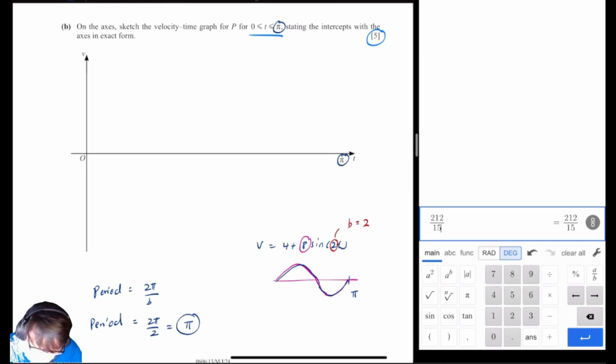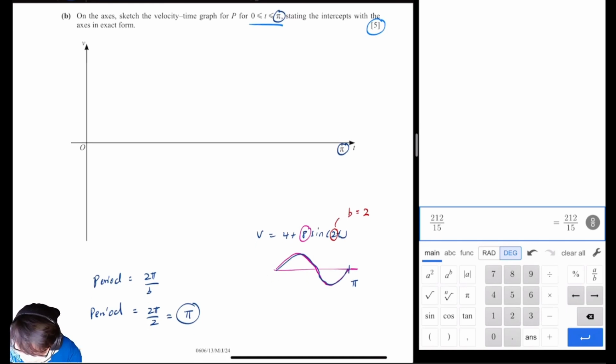Last but not least, we have to pay attention to the amplitude. So v is equal to 4 plus 8 sine 2t. When it's a maximum scenario, the highest value that I can get will be 4 plus 8, where sine 2t will become 1, and that is the maximum. 4 plus 8 is going to be 12. And then the minimum is where sine 2t will be negative 1. So 4 minus 8, that will be minus 4.